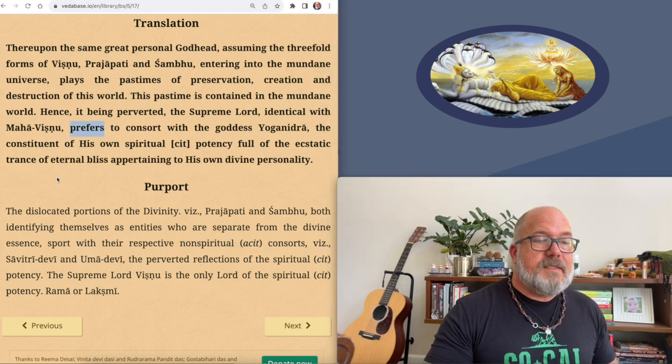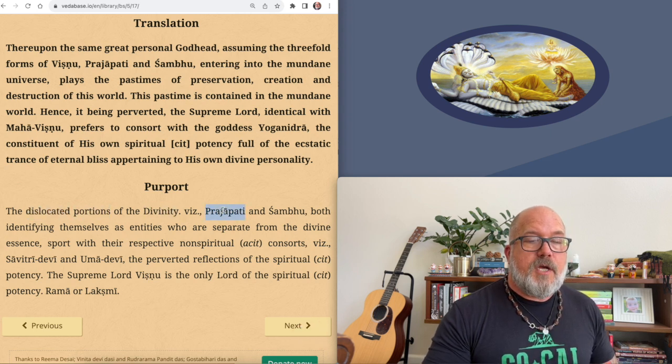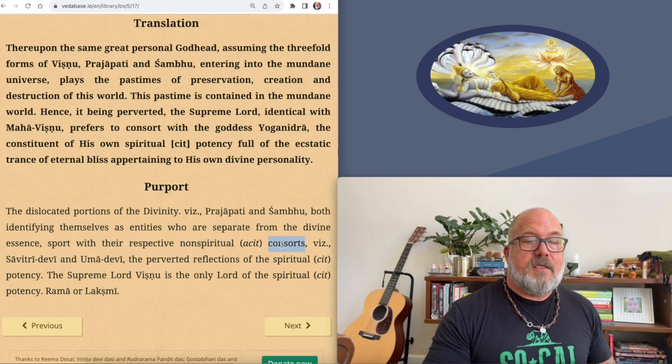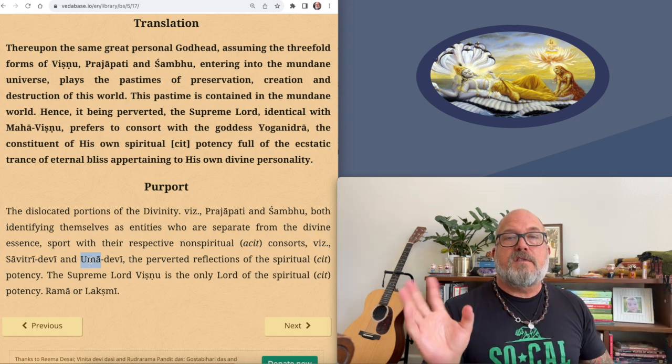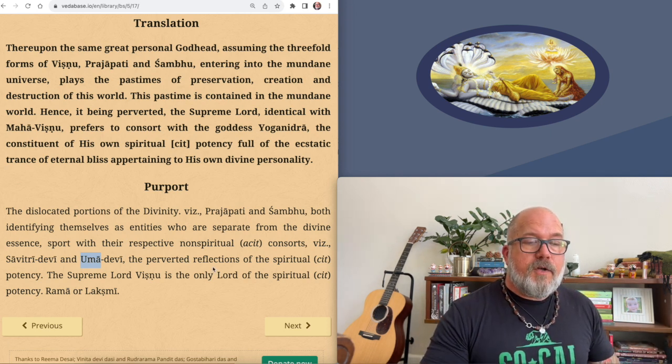In the purport, it says, the dislocated portions of divinity, Prajapati and Shambhu, both identifying themselves as entities who are separate from the divine essence, sport with their respective non-spiritual Achit consorts, Savitri Devi and Uma. Savitri is Brahma's wife, and Uma is Maya, Parvati, Kali, Durga, and such. The perverted reflections of the Chit potency.